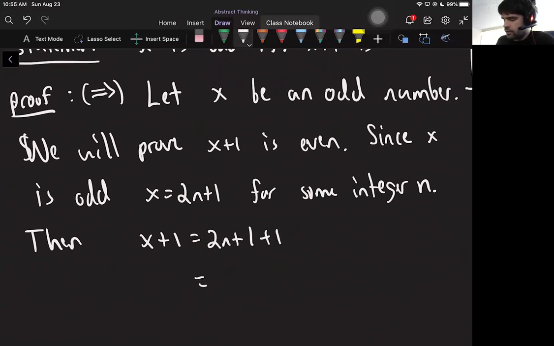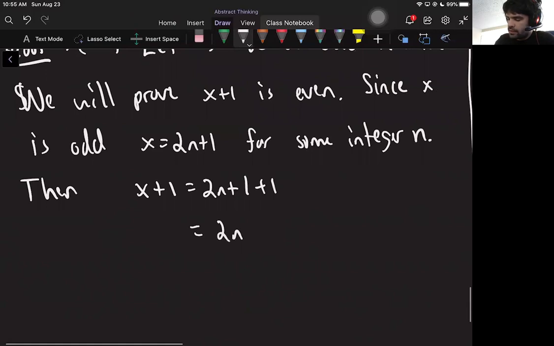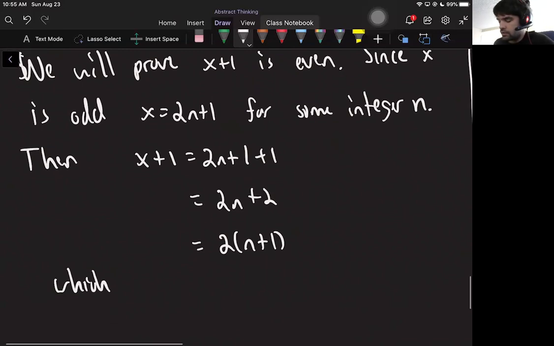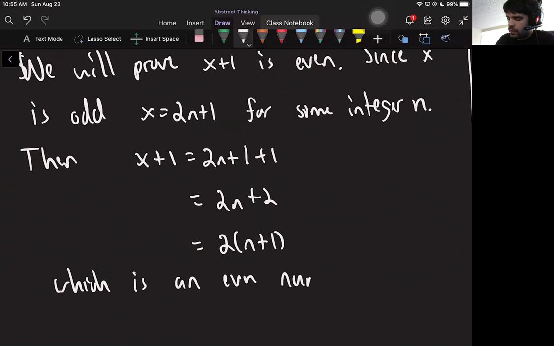And now I just do a little bit of algebra to see why this is even. Why is this even? Because when I combine those ones together, I'm now able to factor out a 2. And it looks like 2 times a number, 2 times an integer specifically. So I've shown that X plus 1 is even.